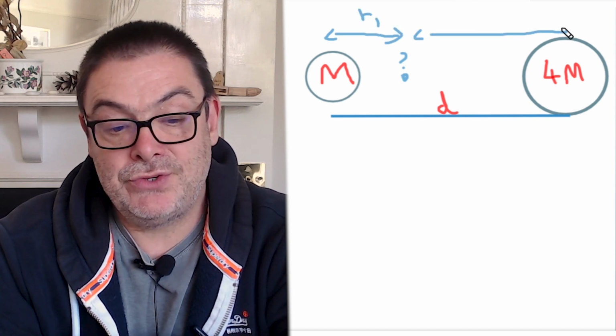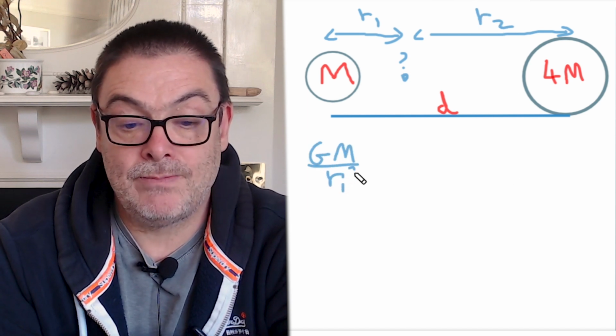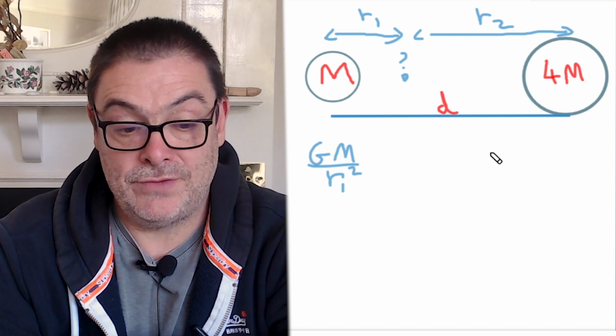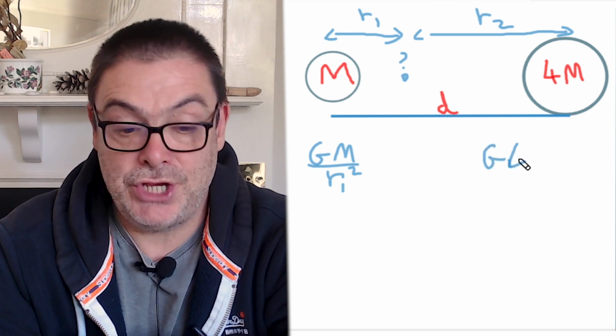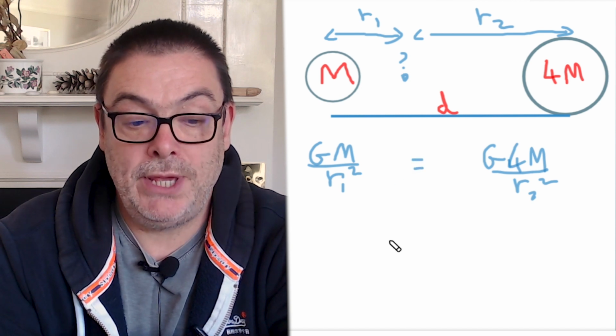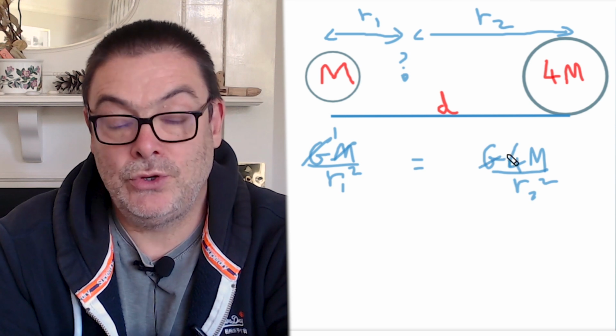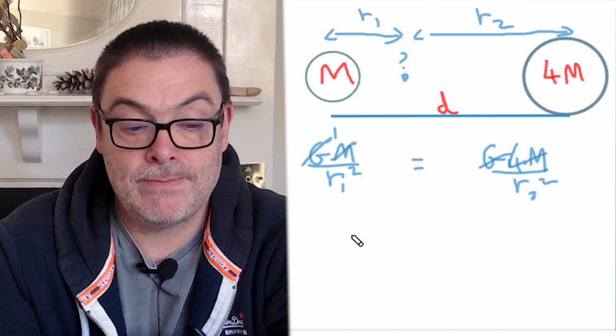The gravitational field from the mass m is going to be Gm over R1 squared. And the gravitational field of the second mass is going to be G4m over R2 squared. And of course, these two will be equal. We can now immediately do some cancelling out, so goodbye G's and goodbye m's.